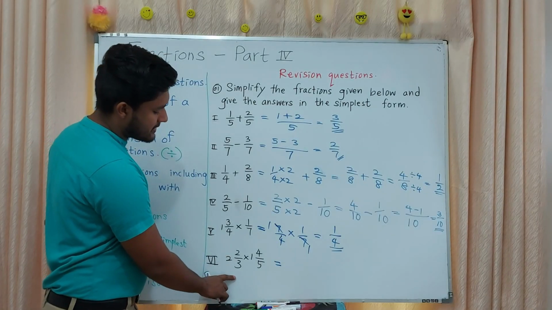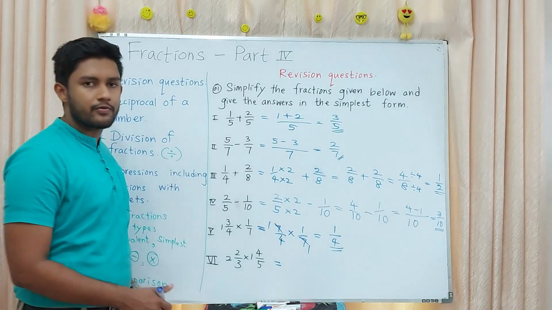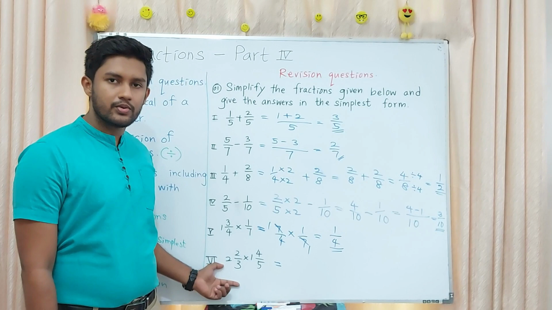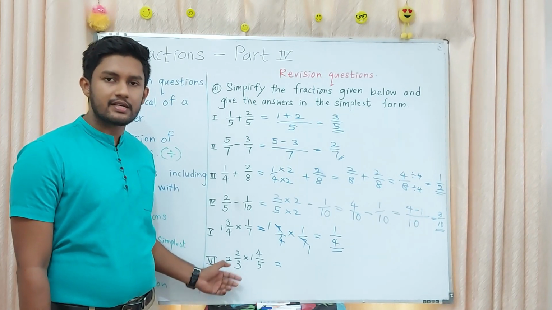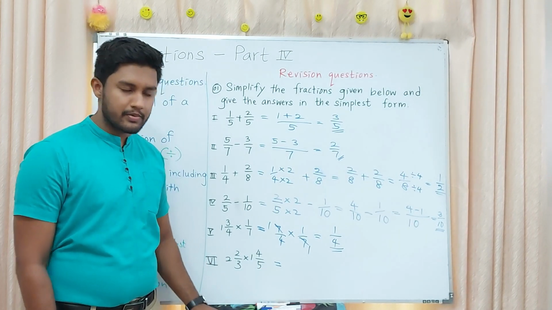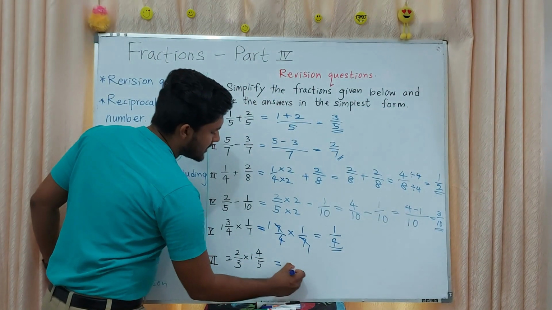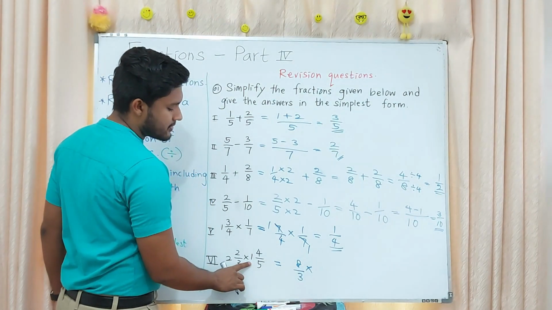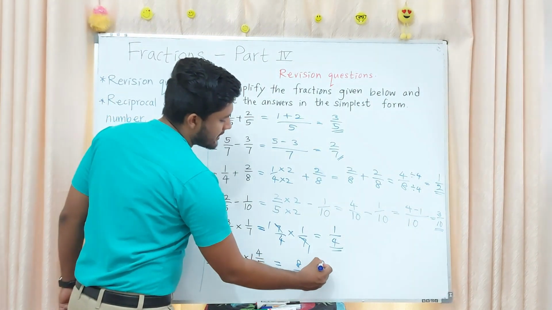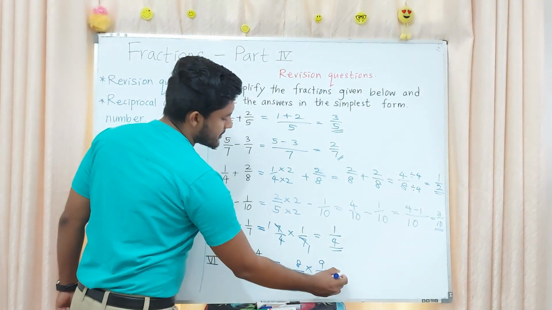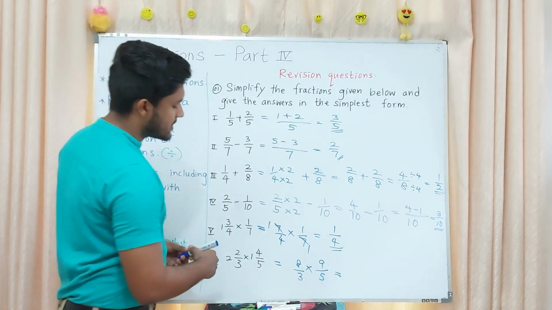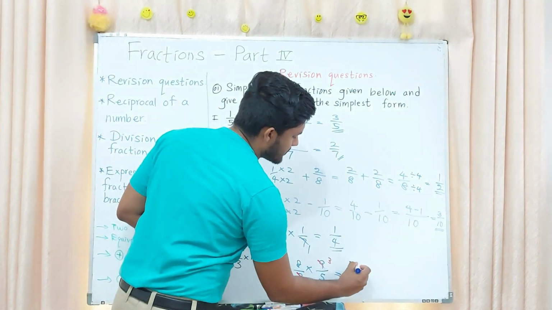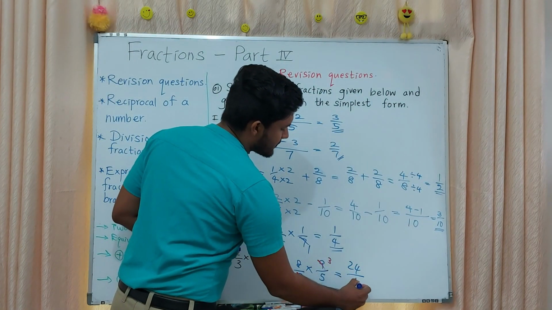2 over 3 into 1, 4 over 5. Product of two mixed numbers. Here you want to multiply the fractions after converting them into improper fractions. 3 into 2, 6, 6 plus 2, 8 over 3, into 5 into 1, 5, 5 plus 4, 9, 9 over 5. That means we can cut 3 into 1, 3 into 3, 8 into 3, 24, 1 into 5, 5.